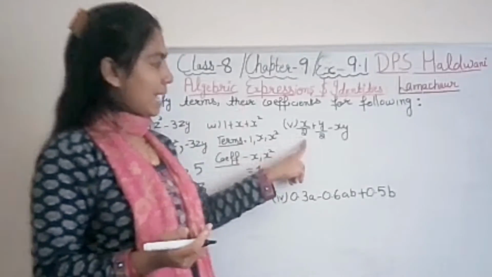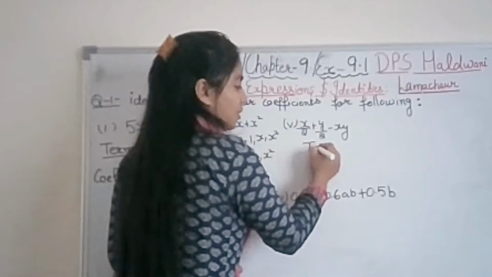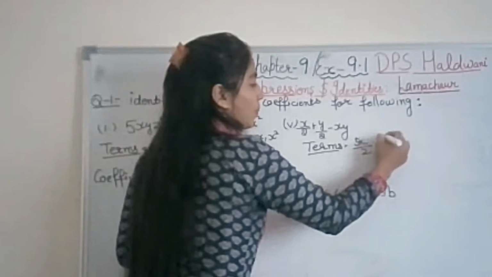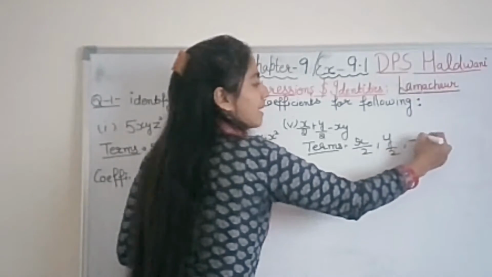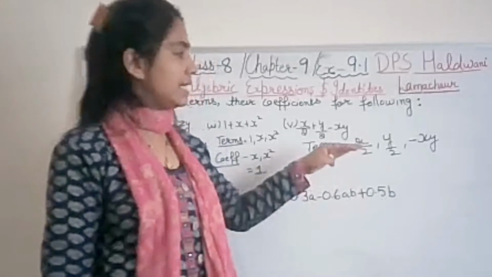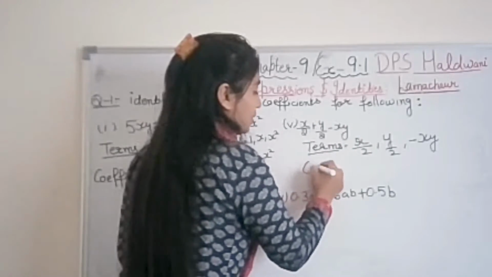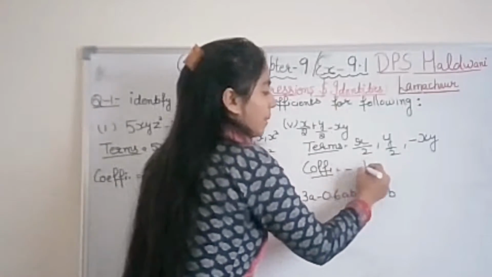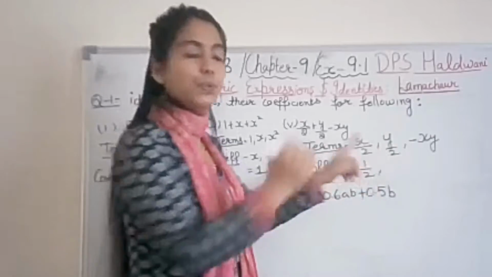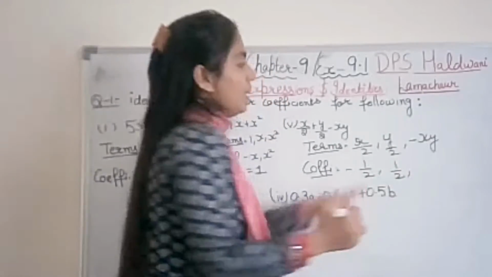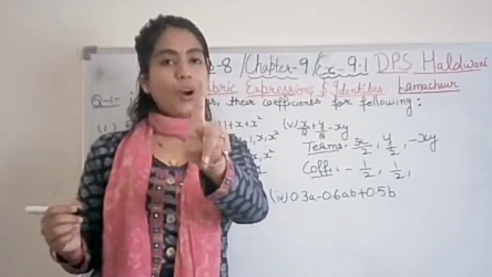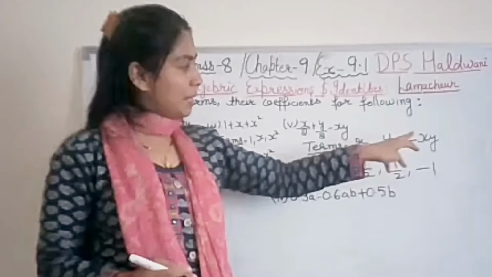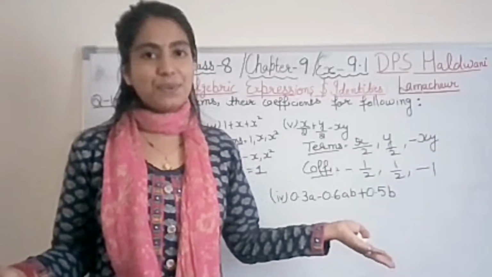Right? So C part, as you can see, terms are 3. You will write also student. What are the terms? Terms you will write x by 2, y by 2 and minus xy. Right? These are the terms. And what are the coefficients? Coefficient for x by 2 is 1 by 2. For y by 2, that is again 1 by 2. And for minus xy, there is a coefficient of minus 1. Right student? Then only minus 1 into xy, minus xy only.